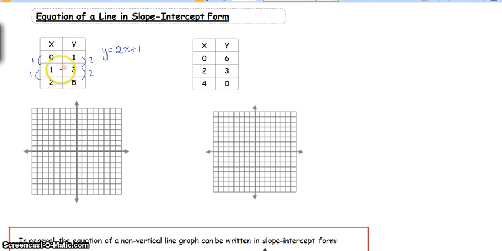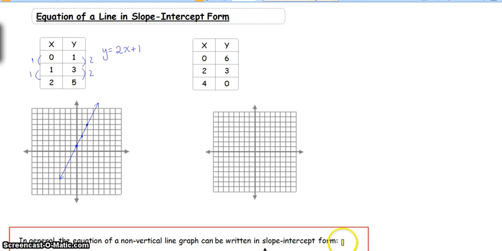If I were to plot these points, 0, 1, 1, 3, and 2, 5, you'll notice that they fall in a line. Whenever you have a constant rate of change, it's the slope of the line. Rise over run, up, over. And that's what creates a line. So this becomes a linear function. And so the slope is 2, my rate of change.